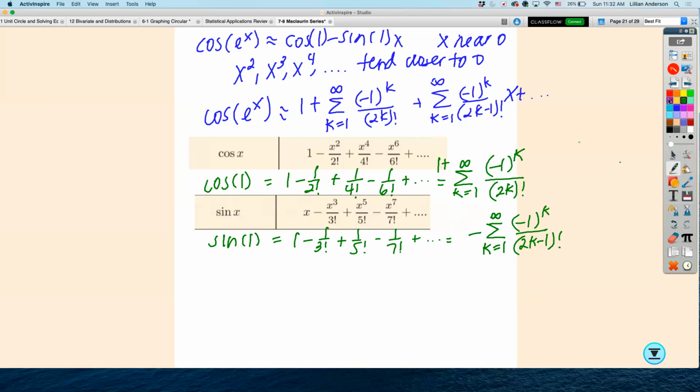we're able to get the series that represents sine of x. And as we can see, these terms right here, these Maclaurin series that represent sine of 1 and cosine of 1, are actually the exact same series that are in cosine of e to the x. So because of this, we are able to conclude, we're able to show, therefore, that cosine e to the x is approximately cosine of 1 minus sine of 1 x.